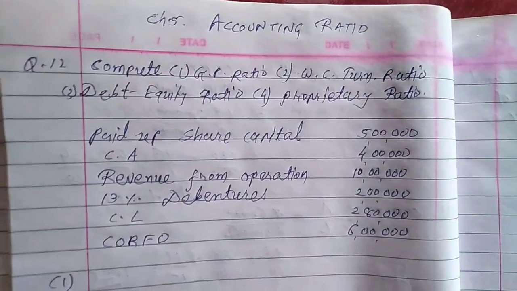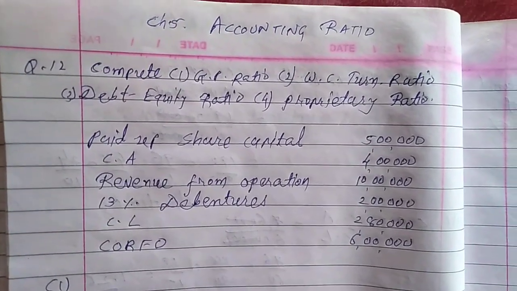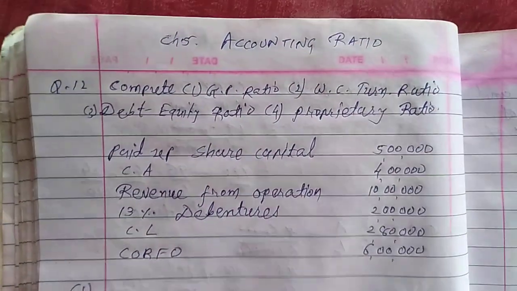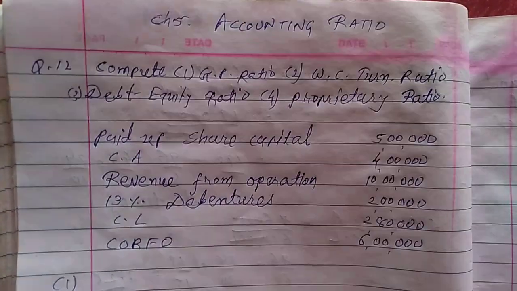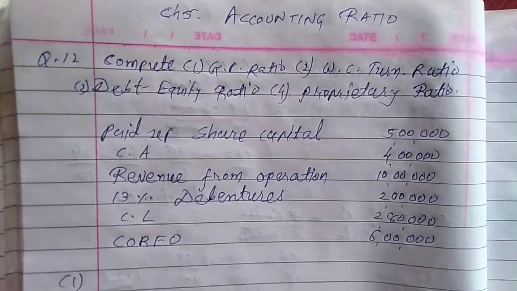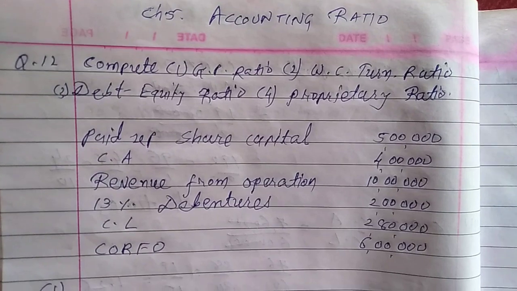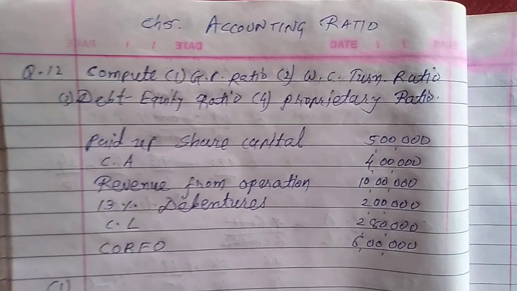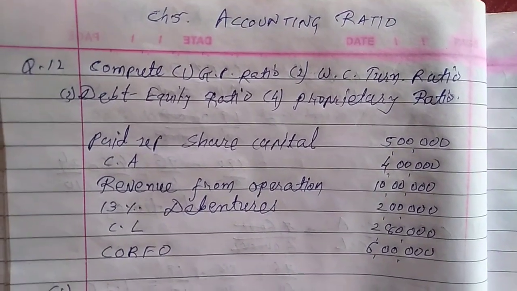We have already discussed the different types of accounting ratios, and we have also done a few sums, a comprehensive sum of accounting ratios. Again we will do a different sum, a mixed sum of accounting ratios. Now I am going to discuss question number 12 in NCERT.